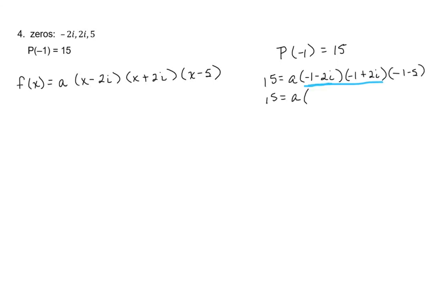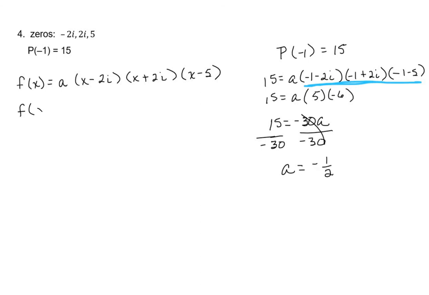When you multiply this together, you can put it in the calculator exactly like it appears. Okay, so you're going to have 15 equals -30a. Then divide both sides of your equation by -30. This cancels, so a equals -1/2.